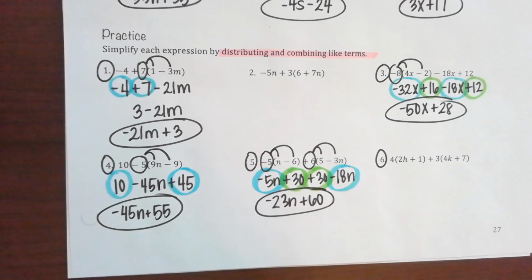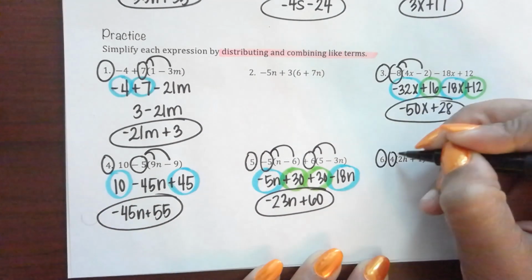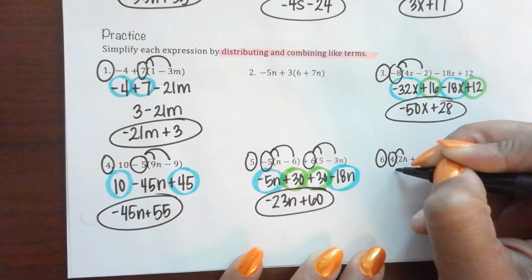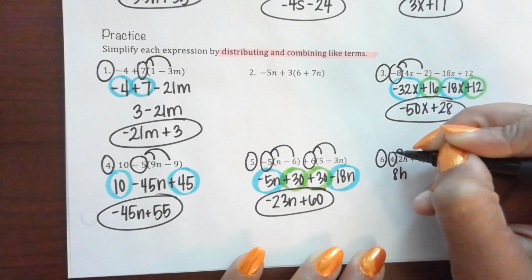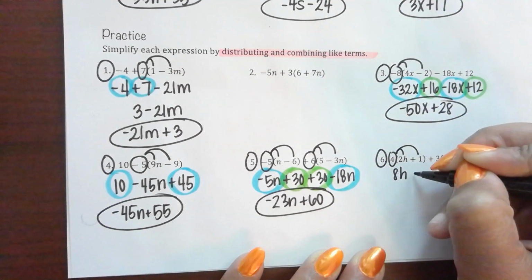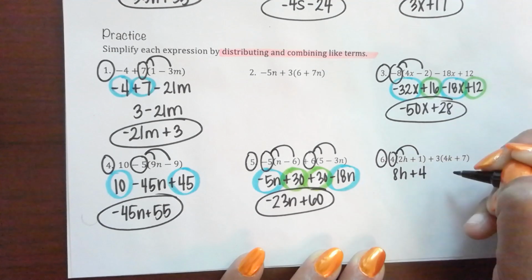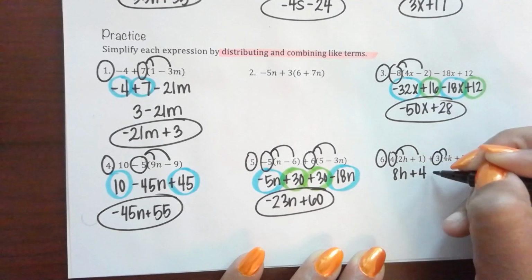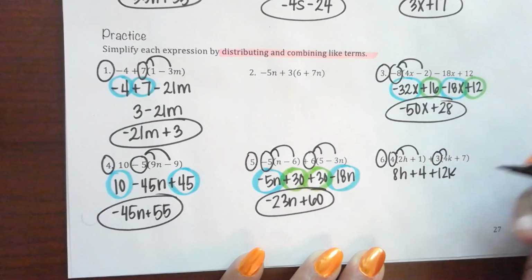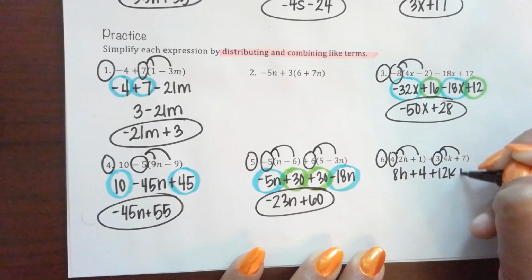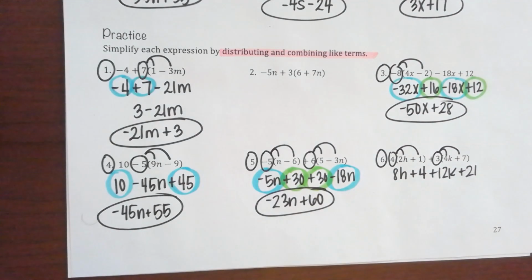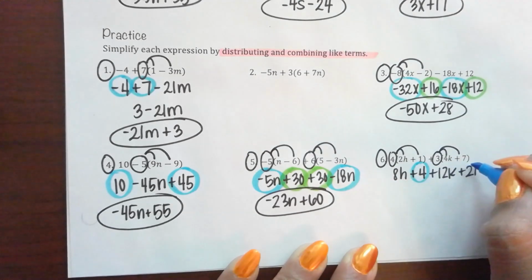Number 6. I did horrible. Last one. What do I need to do? 4 times 2h, which is 8h. Then, 4 times 1, plus 4. Plus 12k, because that's 3 times 4k. Plus 21. What then? 4 plus 21. And that'd be 25.